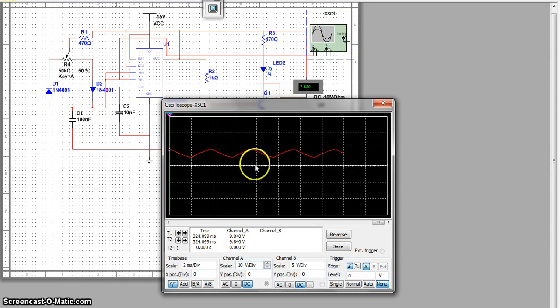As we can observe, the frequency has increased. So as we see, if we double the capacitance value of C1, the frequency reduces by half. If we triple the value of the C1 capacitance, the frequency reduces by 1/3.